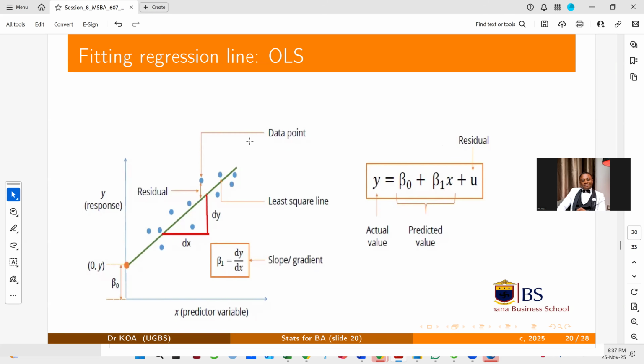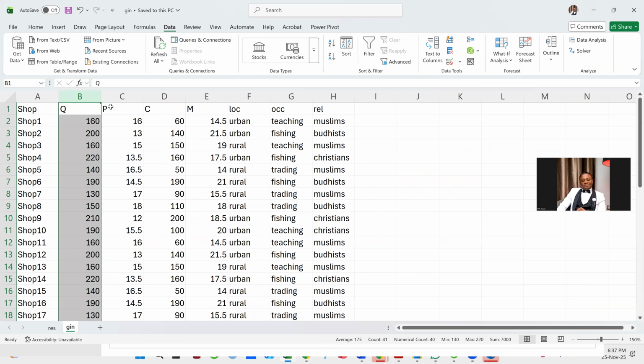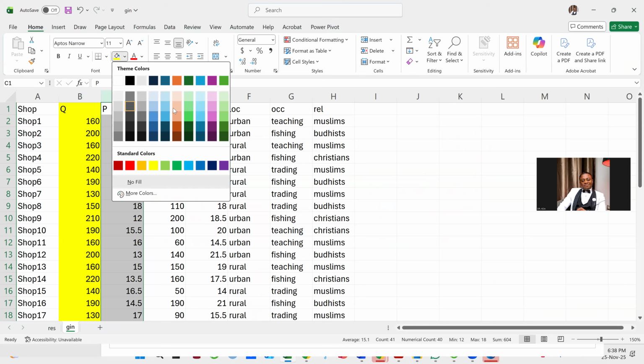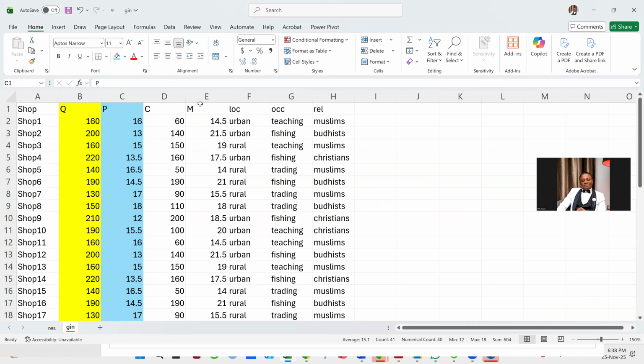I can just do this in Excel actually, using our own data set. So let's go back to our Excel. I'm just going to use the quantity demanded and price. Remember that in this context the quantity demanded is one variable and the price is another variable. So that we'll have a simple regression. How do you do the simple regression? Well, there are many ways you can do this in Excel. You can just highlight the two of them.